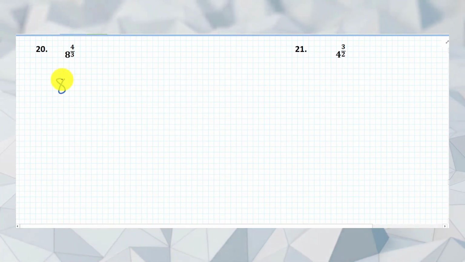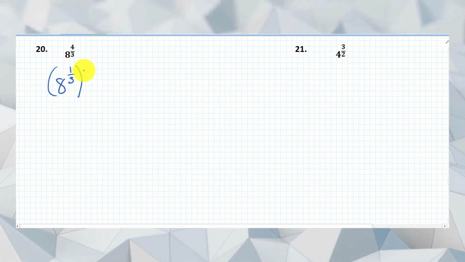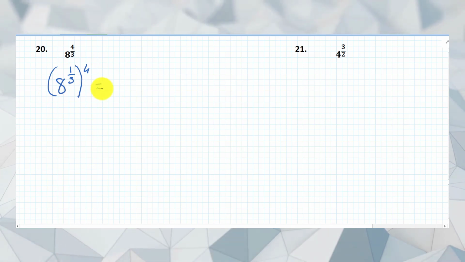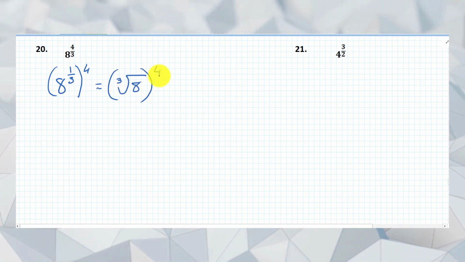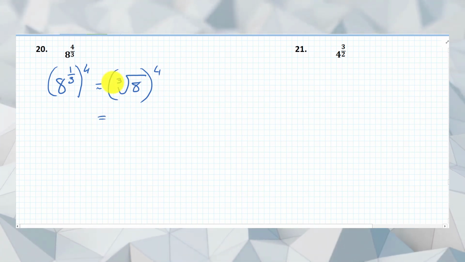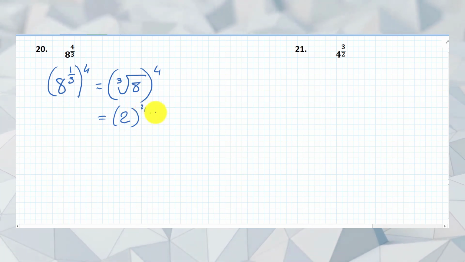Okay, I'll do number 20. So I have 8 to the 4/3, so that's 1/3, to the power of 4. Power 1/3 means cube root. Cube root of 8, to the power of 4. What's a number so that when you raise it to the power of 3 you find 8? That's 2. 2 to the power of 4 is 16.